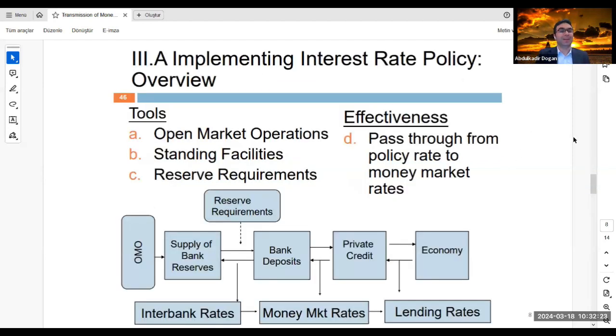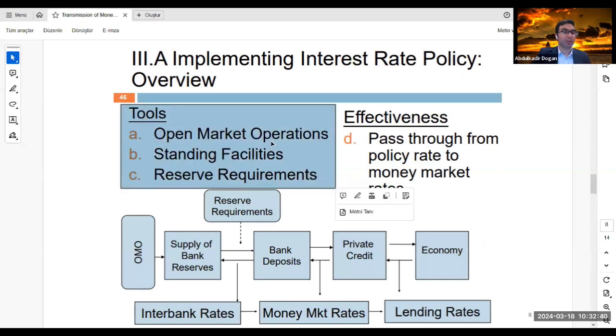And now, please look at the flow charts here. It is directly showing an implementation of interest rate policy. Overview. Please look at this one. Left-hand side, open market operation, OMO. Previous class, we said OMO. What do we mean by OMO? OMO is open market operation. So, what do we mean by open market operation? We have 4 channels: repo, reverse repo, outright purchases, or outright selling.